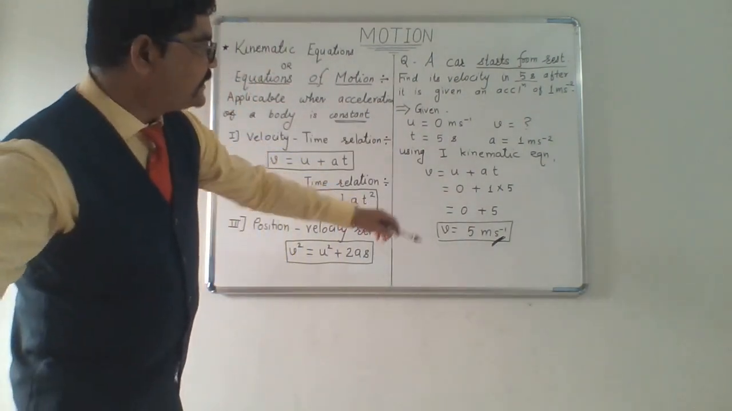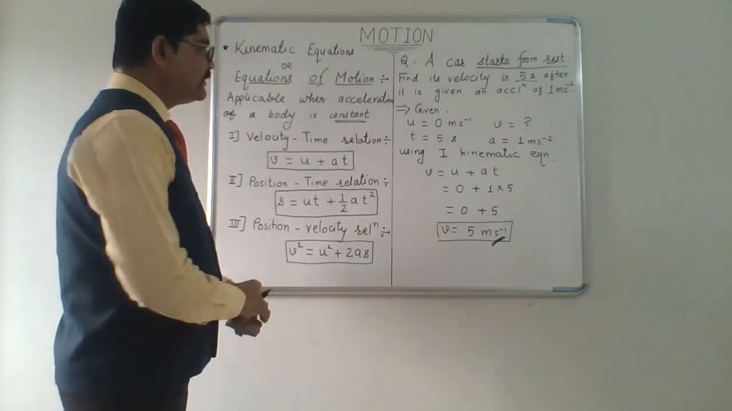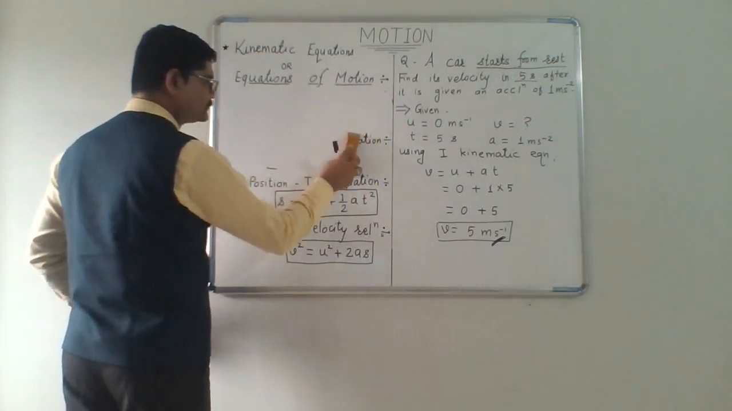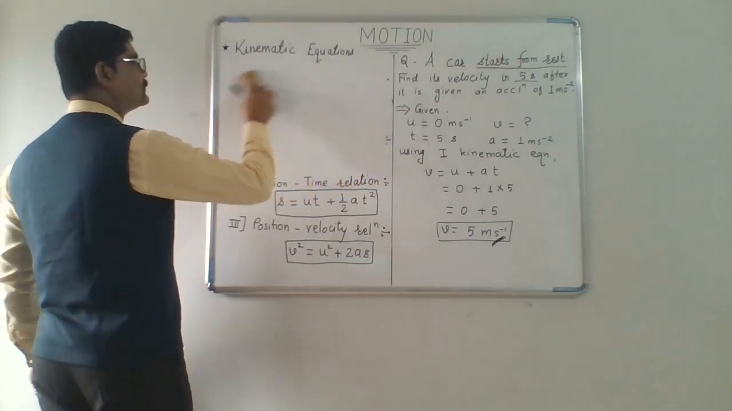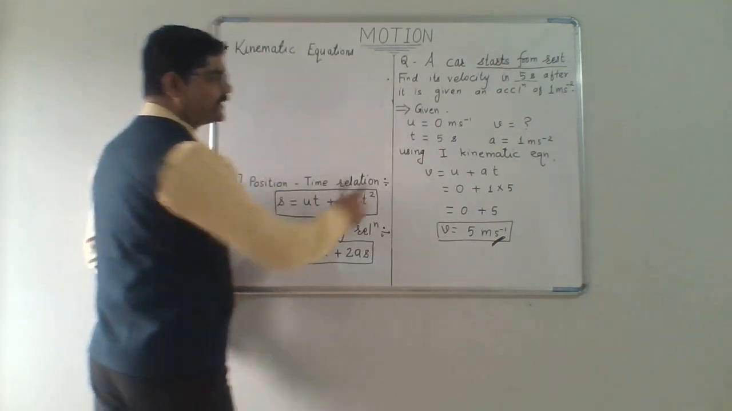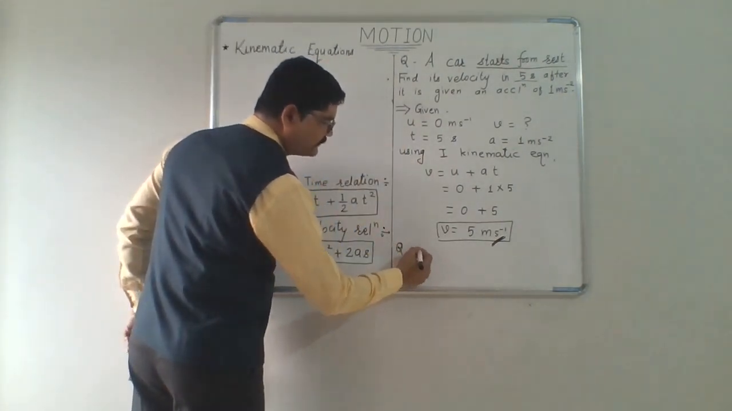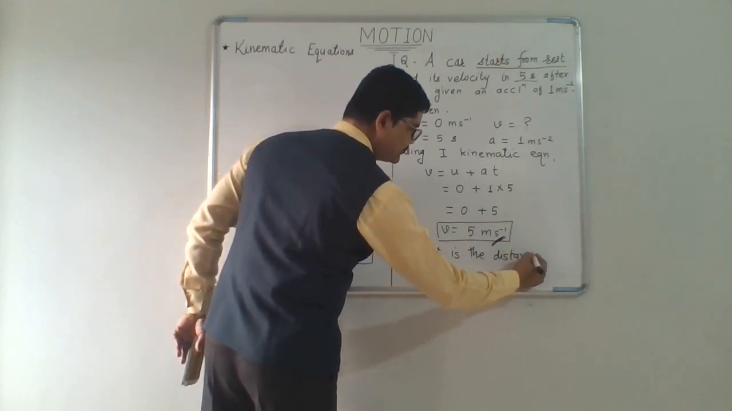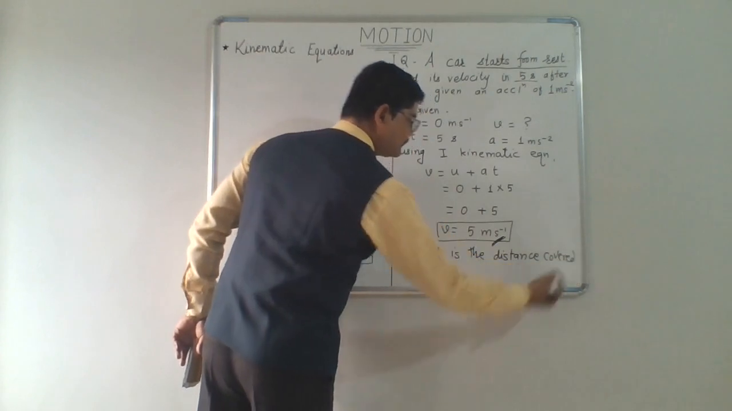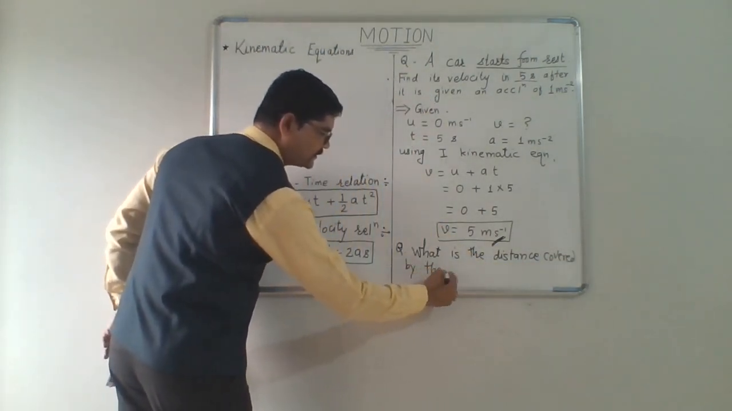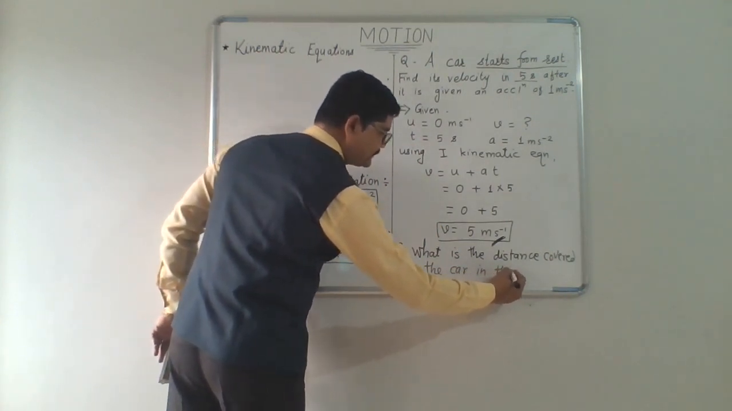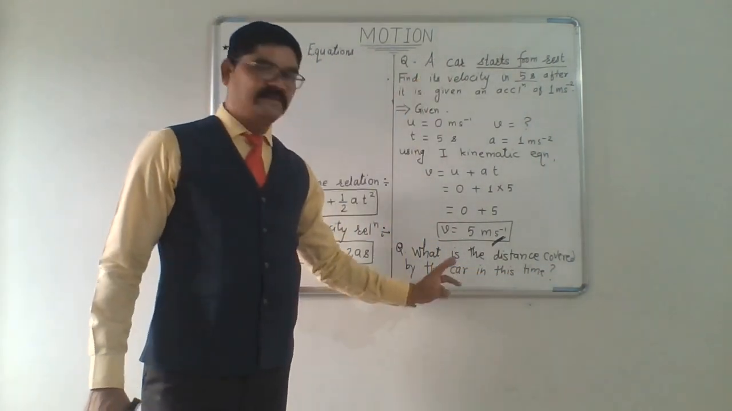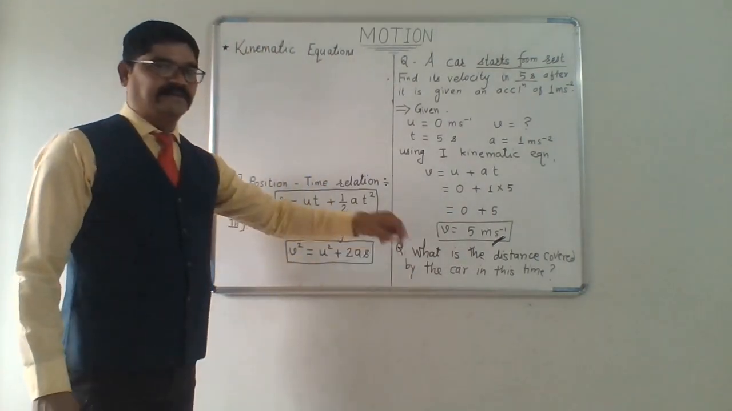Now, suppose in the same question, if this was part A, and the second part is given to us. The second part of this question is like, what is the distance covered by the car in this time? If this was part A and this is part B, say, then how to calculate the distance covered?